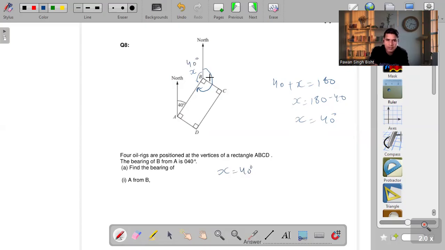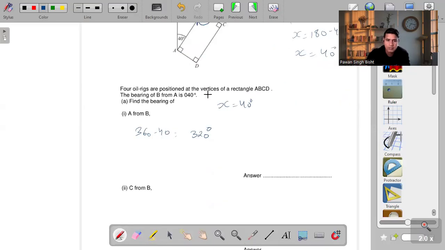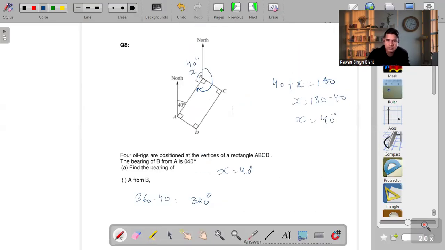But we have to find this whole, right? So this is a complete circle. So my answer for the first part, bearing of A from B will be 360 minus 40 degree, that is 320 degree. So the bearing of A from B is this whole, which is 320. Understand? Next, bearing of C from B.